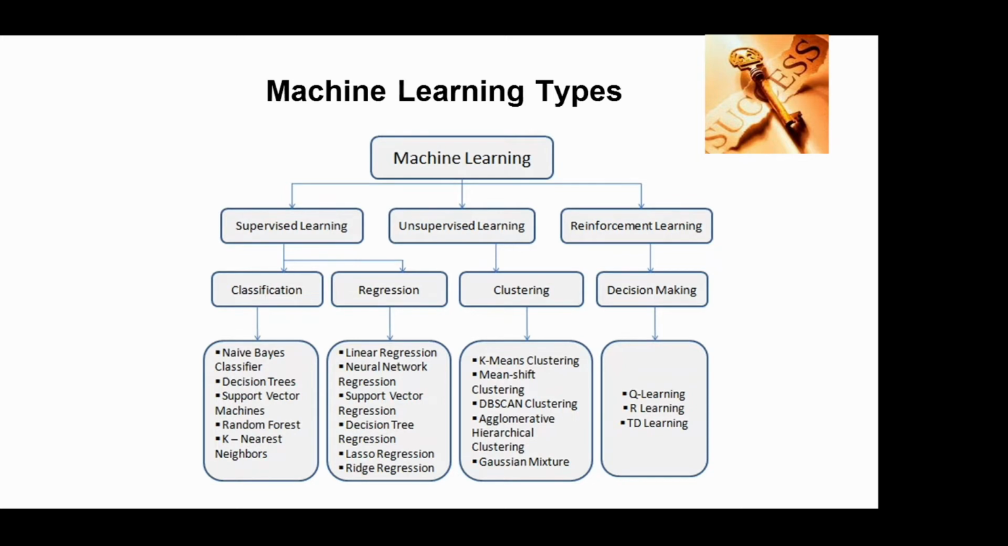Under regression, we can use linear regression, neural network regression, support vector regression, which means we can use support vector machine. In regression analysis also, we can use decision tree regression, lasso and ridge regression.